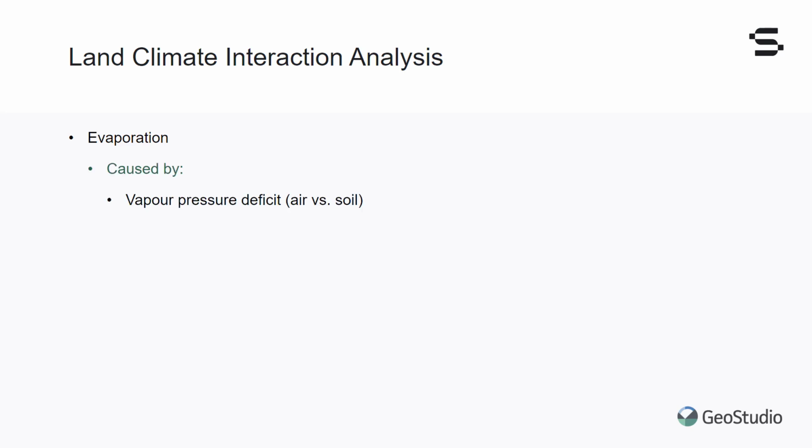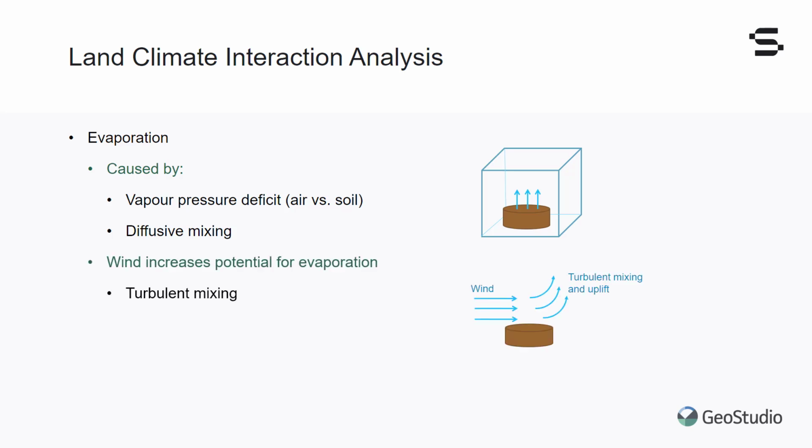Evaporation is caused by the difference in vapor pressure between the air and the soil and diffusive mixing. Picture a pan of soil that has just been placed in a closed box. Vapor pressure in the soil is a function of the soil moisture content and temperature. Due to the moisture content of the soil, it will have a greater vapor pressure than the surrounding air. This vapor pressure gradient drives the movement of mass, or water vapor in this case, from the soil to the air. In reality, soil is exposed to atmospheric conditions, which also influence evaporation.